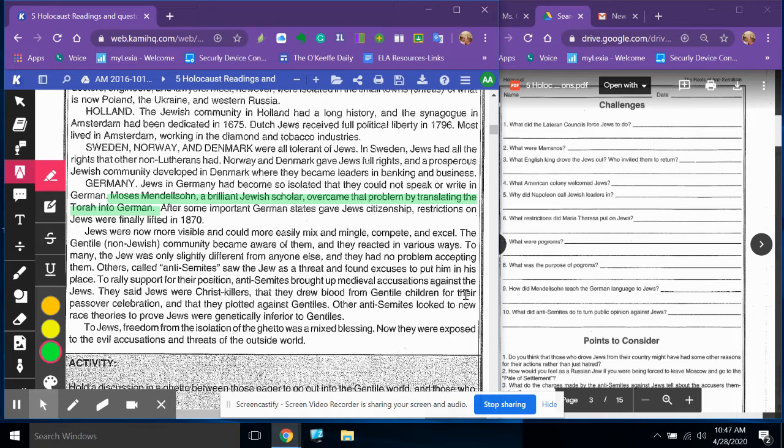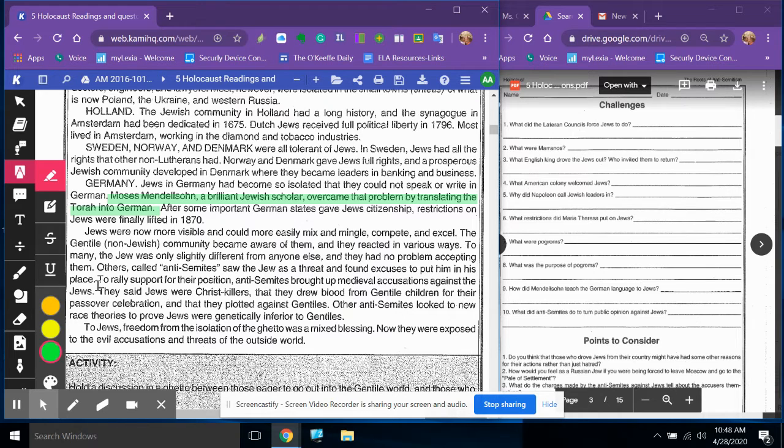Jews were now more visible and could more easily mix and mingle, compete and excel. The Gentile, or non-Jewish community, became aware of them, and they reacted in various ways. To many, the Jew was only slightly different from anyone else, and they had no problem accepting them. Others, called anti-Semites, saw Jews as a threat and found excuses to put him in his place.